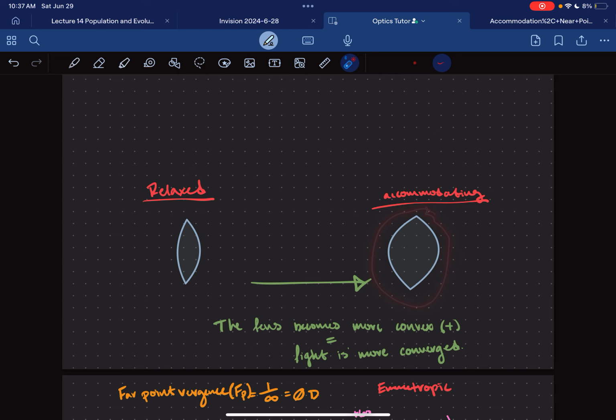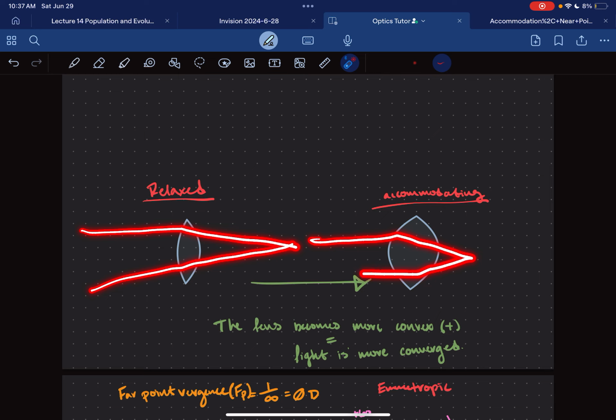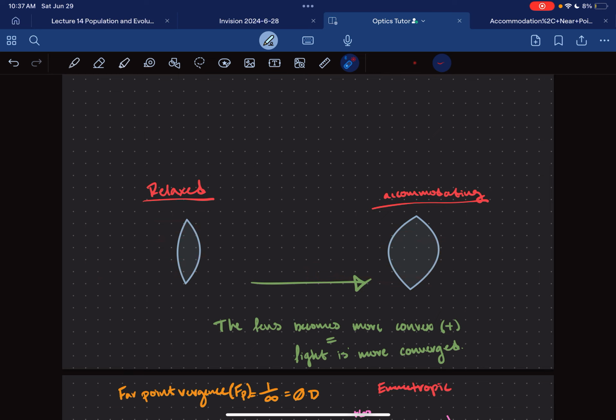Because of that, the light going through it is going to converge more, if that makes sense. And so when I'm thinking about accommodation, I like to think of it as how much more power the lens has to do to counteract the diverging light from however close that object is. So I'll say that again. How much more power does the lens need to counteract the diverging light coming from the object?